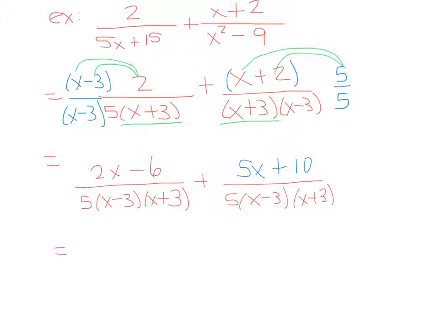Now we do that last step where, because we have our common denominator, we can add across the numerator. So we can add 2x and 5x, we get 7x, add negative 6 and 10 to get a plus 4.